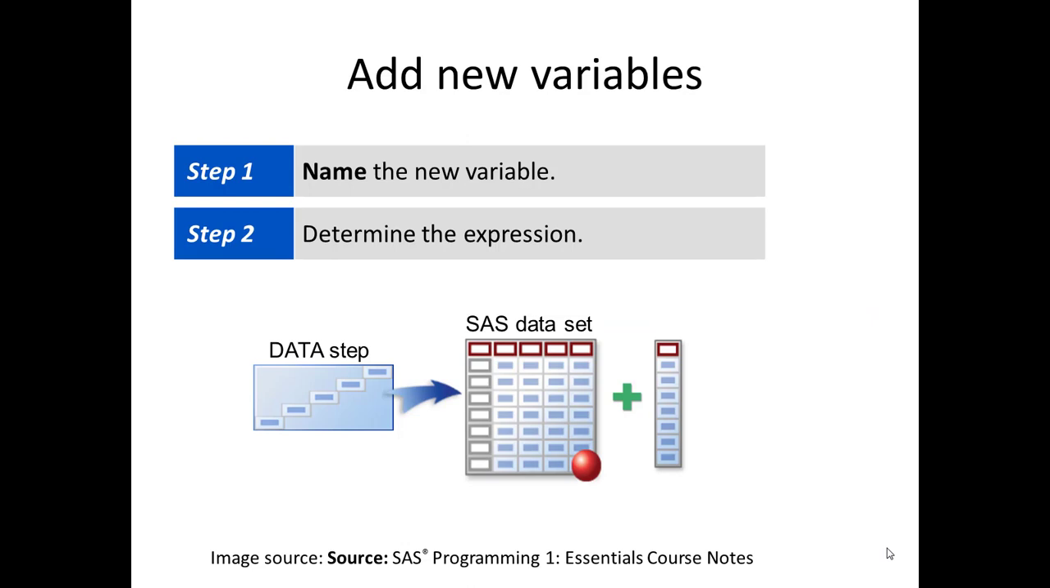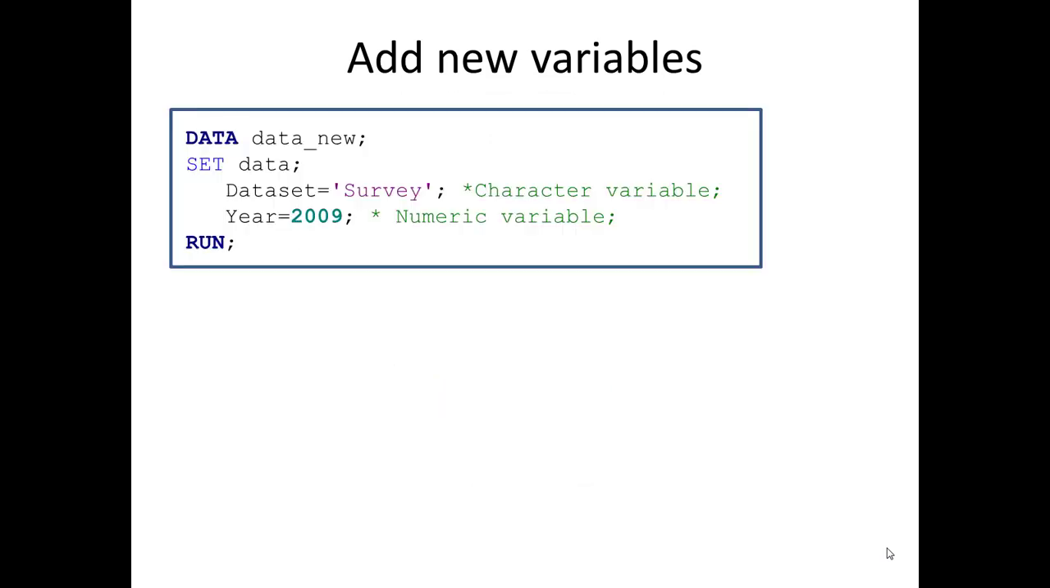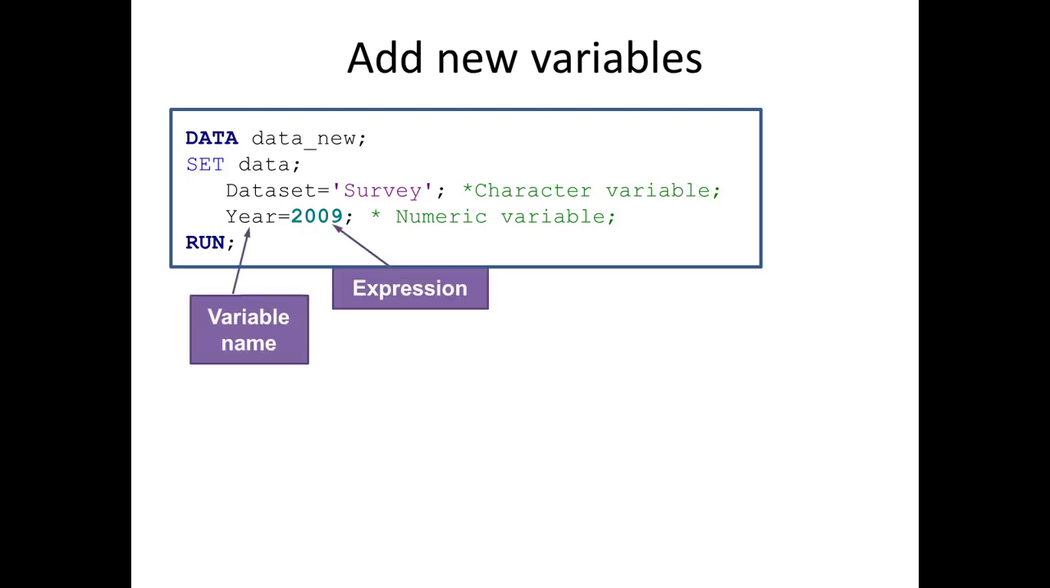So how do we add new variables? We just need to name the new variable and determine its expression. So here is an example where we wanted to add a new character variable called dataset, and we're calling it survey, and then a new variable called year, and its value is set to 2009. So that's a numeric variable. So what this would give is the same value for all observations.